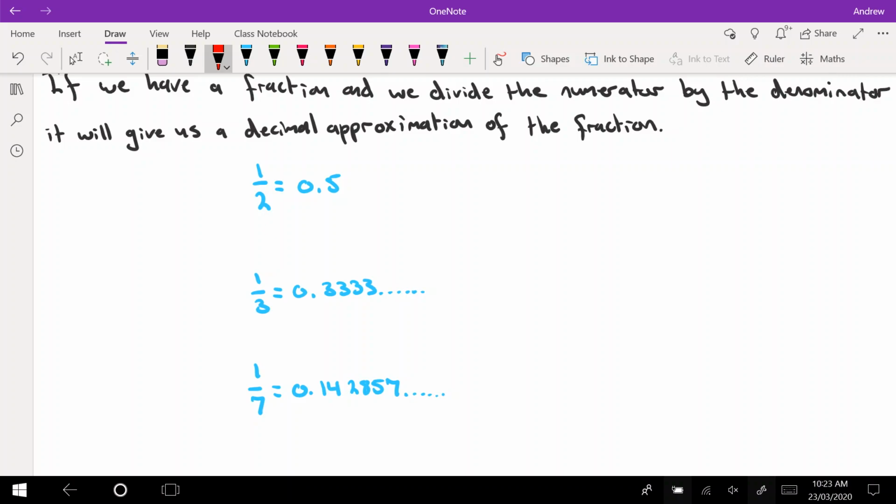So a half is the same as 0.5. We notice that it is exactly 0.5. There's nothing after it. We call this a terminating decimal, because it stops. It doesn't keep going on.